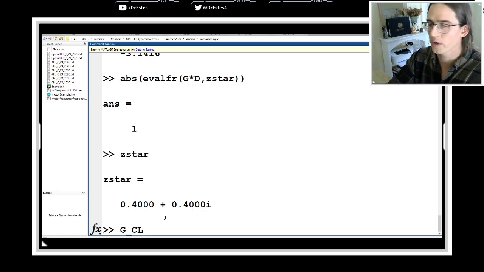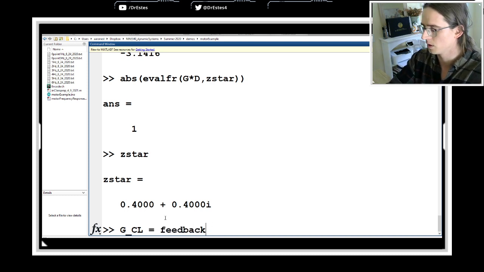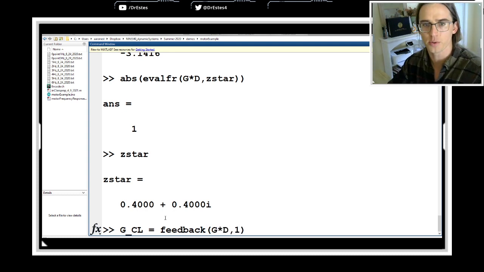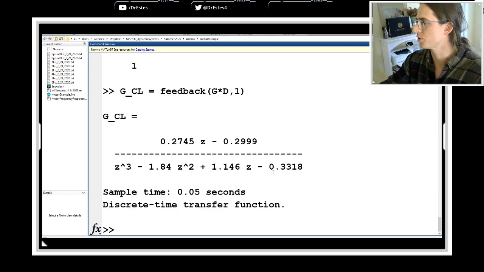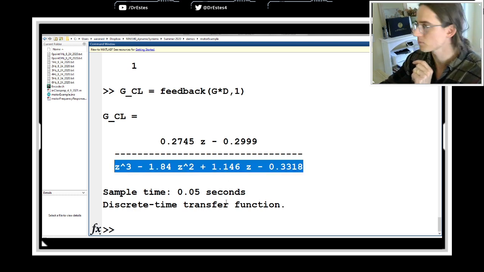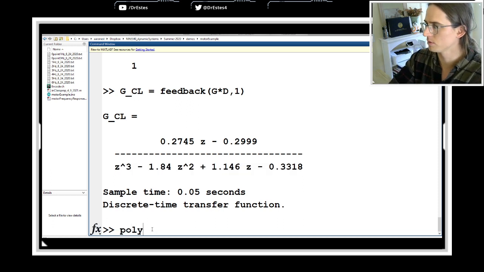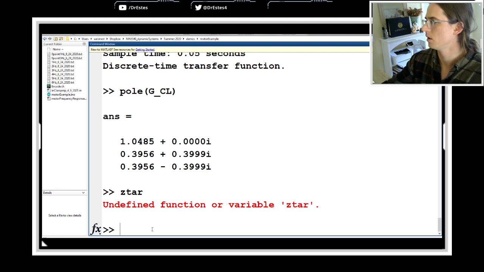Okay, the quickest way to make your closed loop transfer function is to use the feedback command. Then you put your open loop transfer function here, and then you put a 1 here, and this gives you your closed loop transfer function. Look, it's third order. It has 3 roots. It's going to have 3 closed loop poles. So to get your closed loop poles, you use the pole command on G closed loop, and look, ooh, Z star.